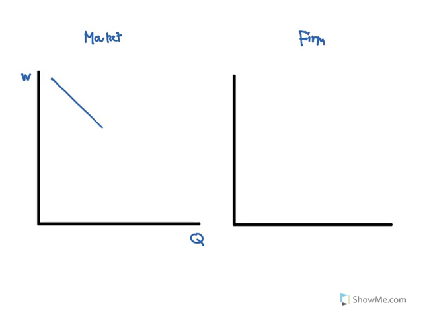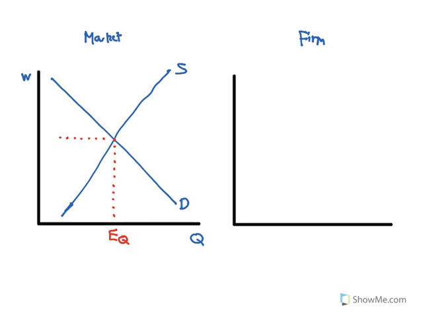Okay, and then we've got our demand curve for labor, downward sloping. Supply curve for labor is upward sloping in the market. I'll extend that down just a little bit. And then, of course, we've got our equilibrium quantity of labor down here, and then our equilibrium wage right here. So there is the market.